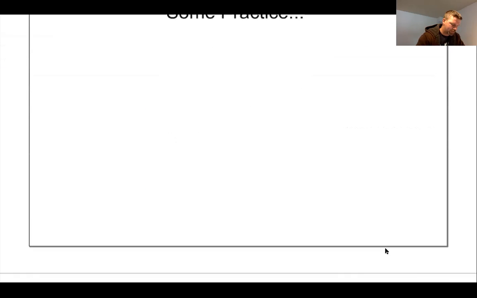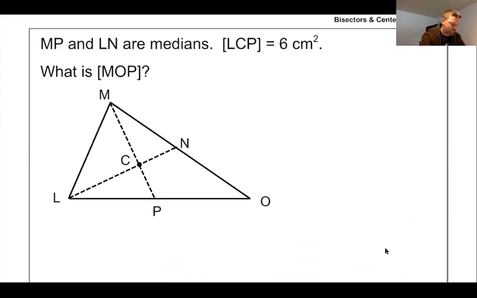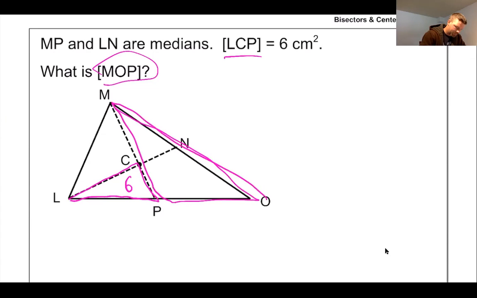All right, some practice problems. Here we're given that MP and LN are medians, which means they are connecting midpoints. And it's giving me that triangle LCP, this triangle here, has an area of 6. So then it's asking me, what is the area of MOP? MOP, that one right there.